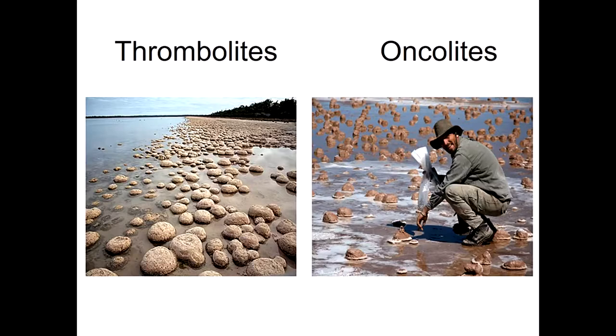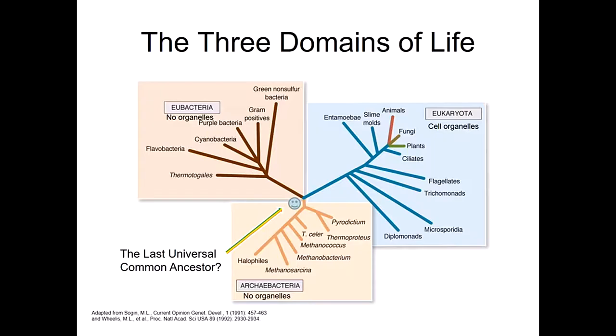So here again are some of these primitive life forms: thrombolites, oncolites. If you look, you might think this is just a bunch of rocks by the ocean or by the sea, but when you look at it, they're quite uniform. And when the tide comes in, they're covered with these cyanobacteria that can then deposit the calcium carbonate to form these rocky-like structures. Okay, so that's the very earliest, most primitive life forms, some of which still exist today, but not very common.